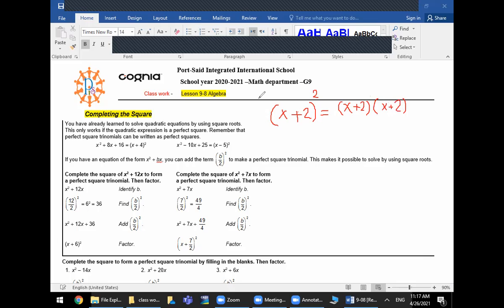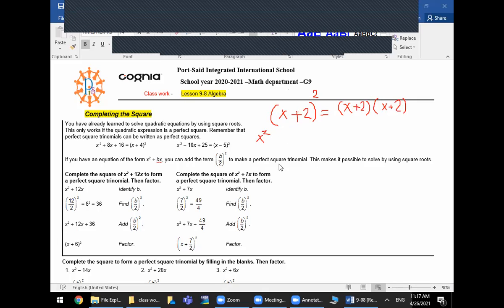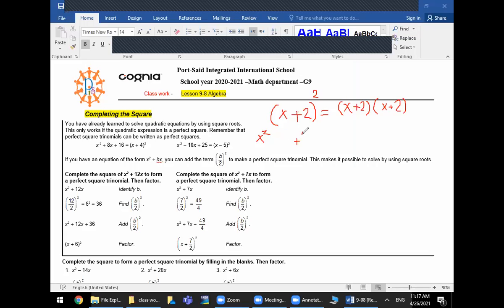To use the perfect square way, we will multiply the first one by itself, so it will be x to the power of 2. And then the last number by itself, which is 2 times 2, it will be equal 4. And then we will find the middle term by multiplying 1 times 2 times 2. So it will be 4x. Right? So we have 4x.